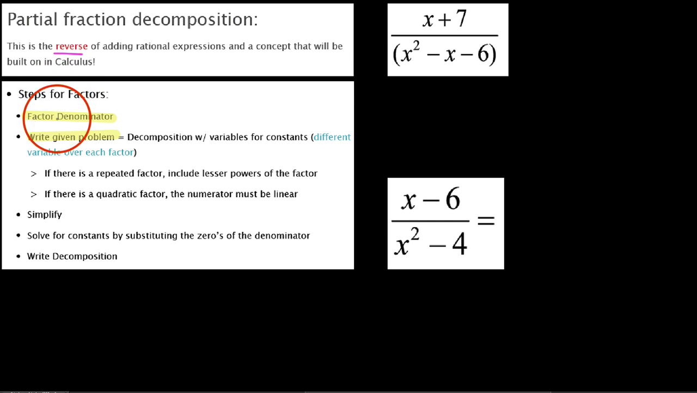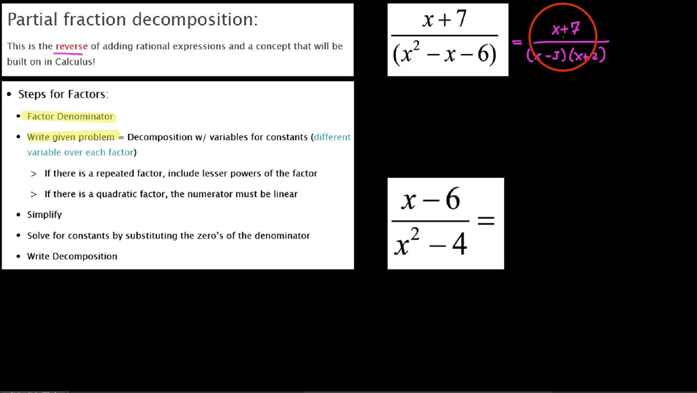So we say the steps for these factors are, first of all, we're going to factor the denominator. So let's go ahead and look at this as we go through the steps for our decomposition here. But essentially we have x plus 7 over x squared minus x minus 6. The very first thing we want to do is make sure that our denominator is in a factored form. And so I recognize that this is x minus 3, x plus 2 as it is in factored form. So when I say write given problem here, it says write the decomposition with variables for constants and different variable over each factor.